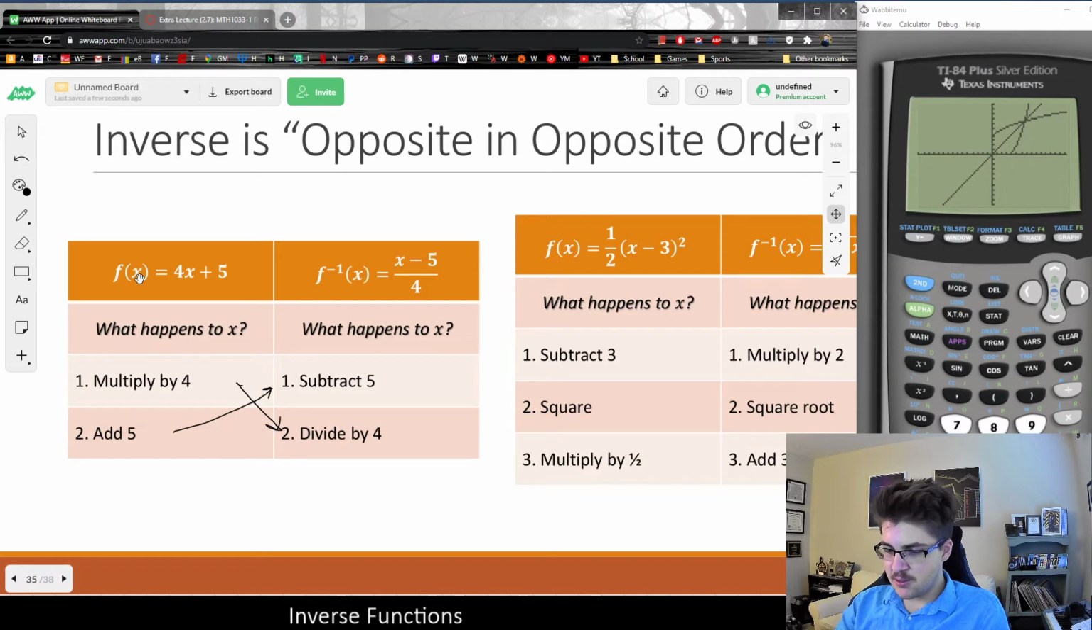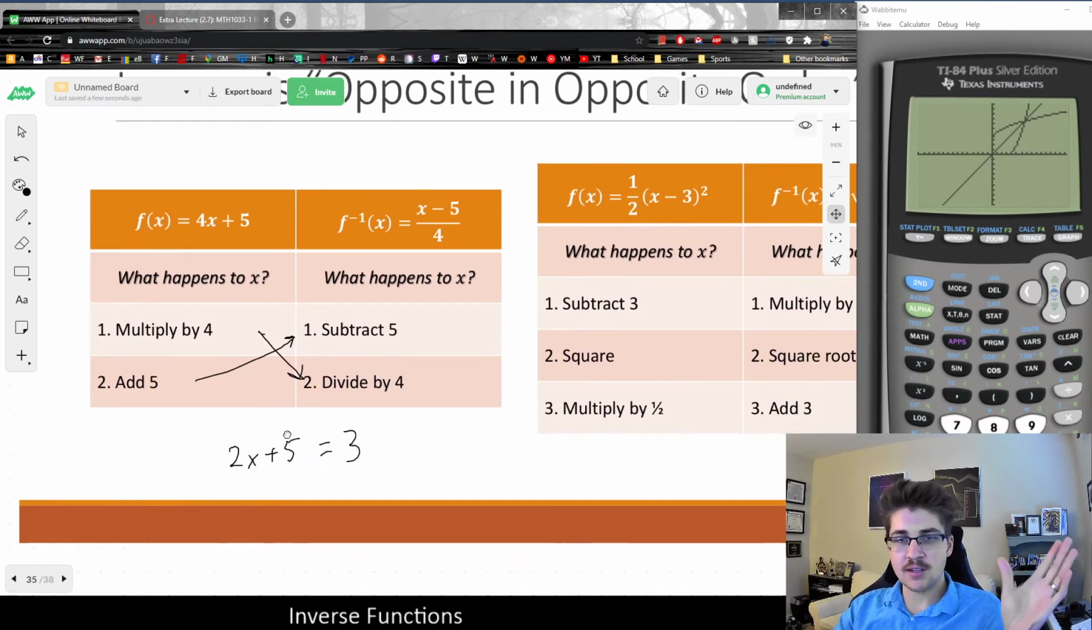Like say, I have 2x plus 5 is equal to 3. Our goal of solving for x is to really apply individual inverses to properly get x. And the reason I bring all this up is because we already understand how to solve equations. So we already understand the basic idea of inverses. We don't have to relearn everything from scratch.